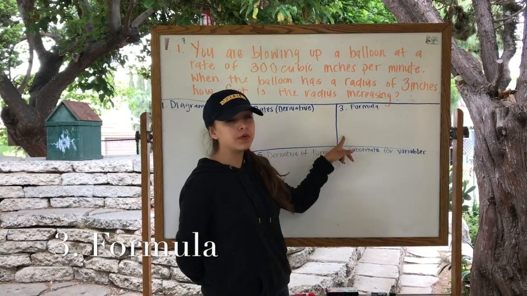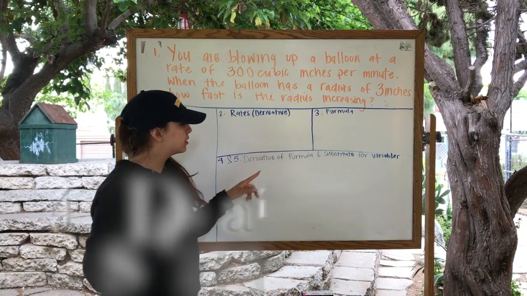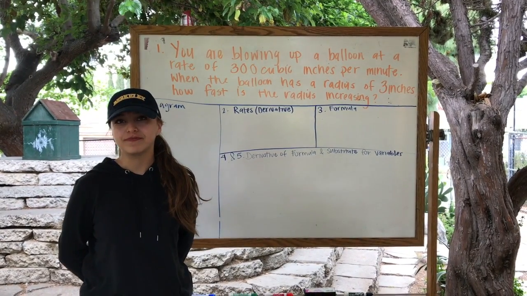And then you're going to write the formulas. Depending on your problem, your formula will be different. Then you'll be able to find the derivative of that formula and begin substituting all the other known values.